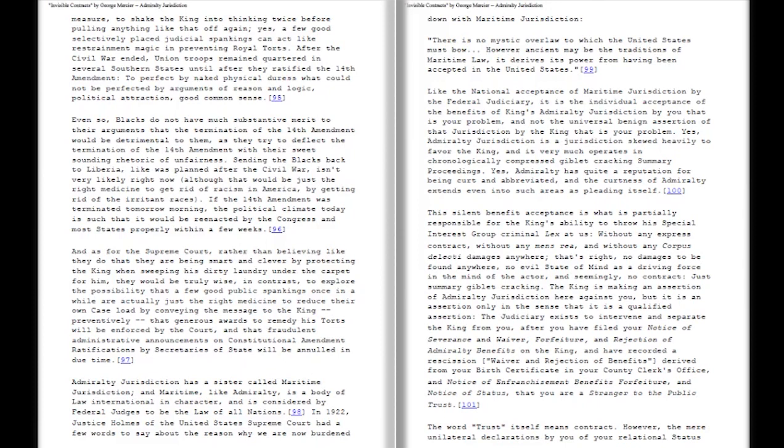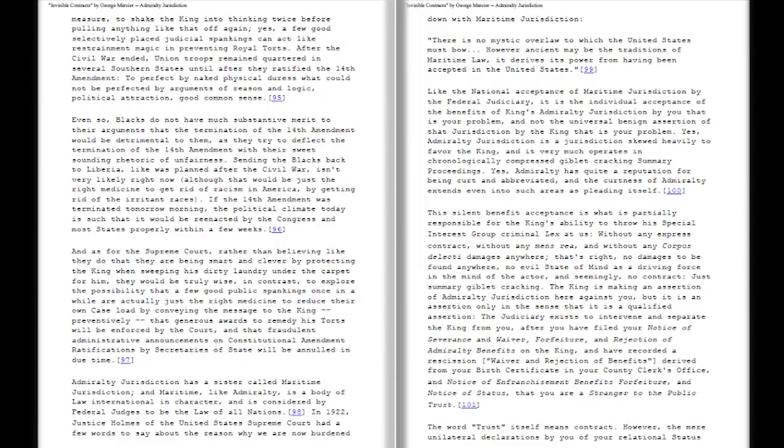The King is making an assertion of Admiralty jurisdiction here against you, but it is an assertion only in the sense that it is a qualified assertion. The judiciary exists to intervene and separate the King from you, after you have filed your notice of severance and waiver, forfeiture, and rejection of Admiralty benefits on the King, and have recorded a rescission, waiver and rejection of benefits derived from your birth certificate in your county clerk's office, and notice of enfranchisement benefits forfeiture, and notice of status, that you are a stranger to the public trust. 101.